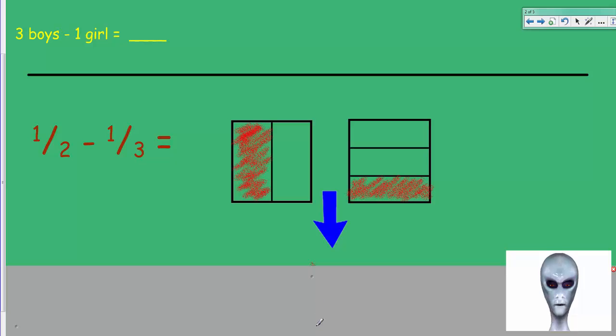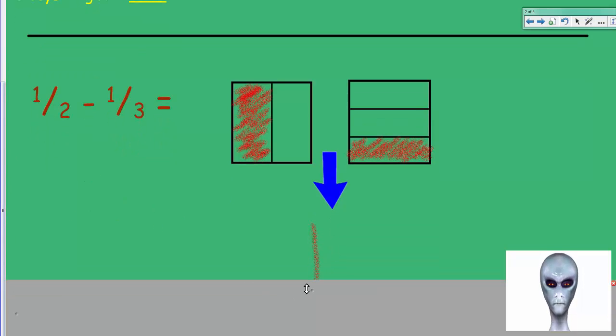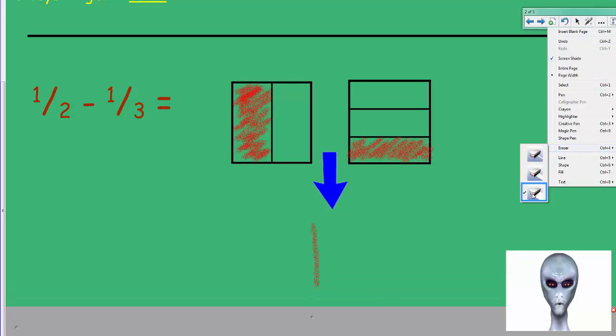And now what I can do is, just like I've done in previous, where'd that line come from? Oh, it's because I'm dragging it along. Let me go ahead and get my eraser really fast. There we go. Goodbye.